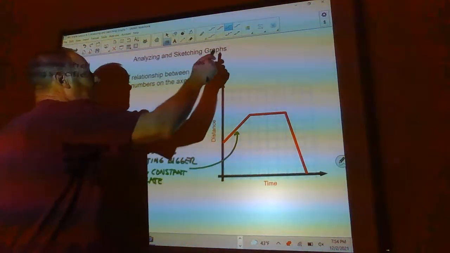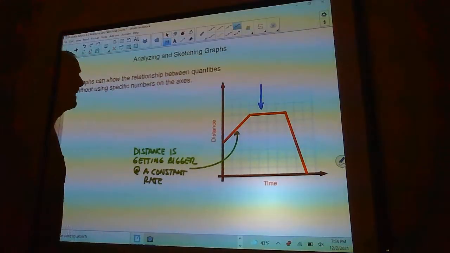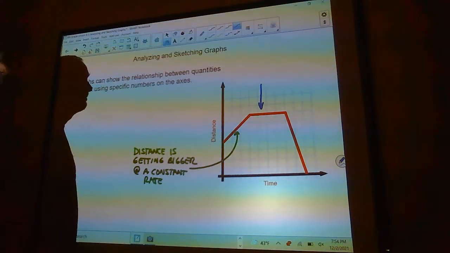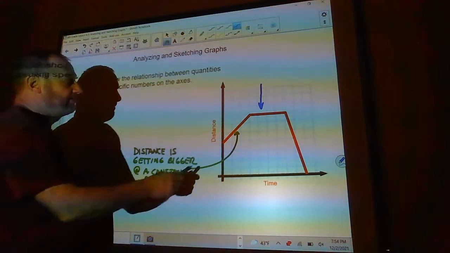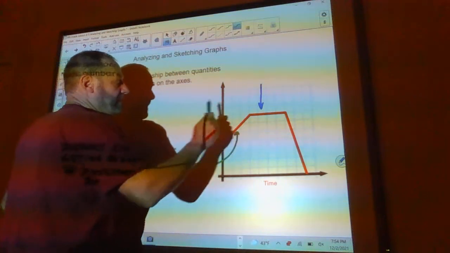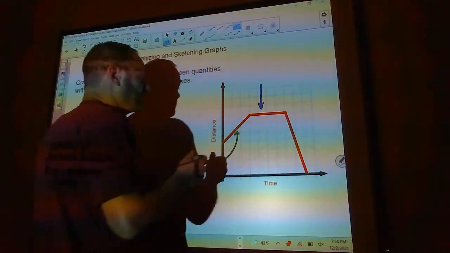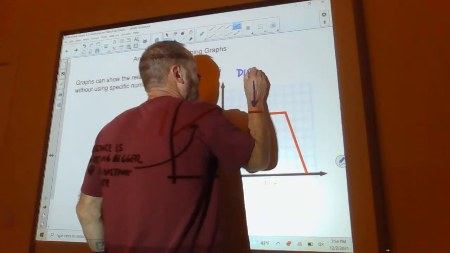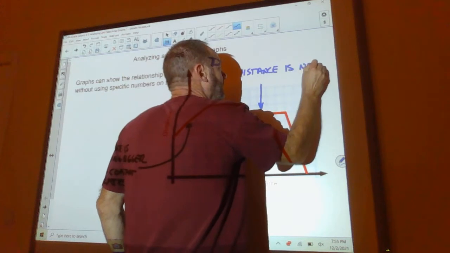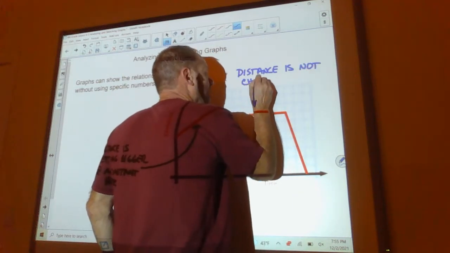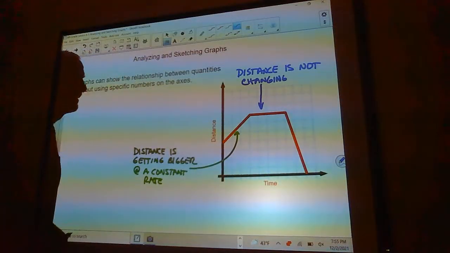Now, what's happening here then? Well, the distance is not changing. So this would be something that has stopped. It went away from me for a while, it stopped, and now it's just sitting in place. So the distance is not changing during that time period.